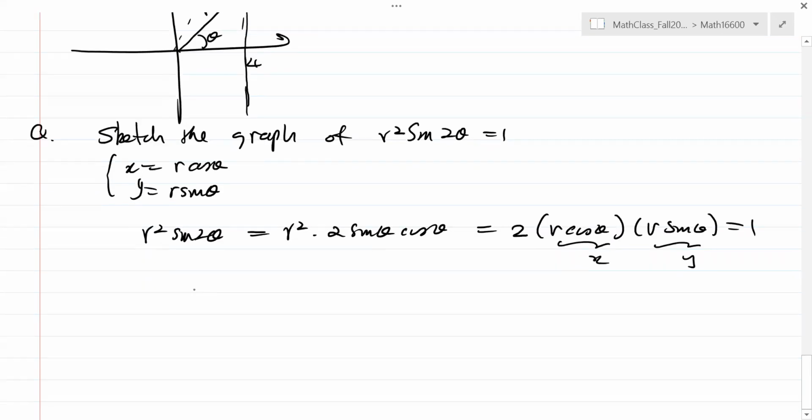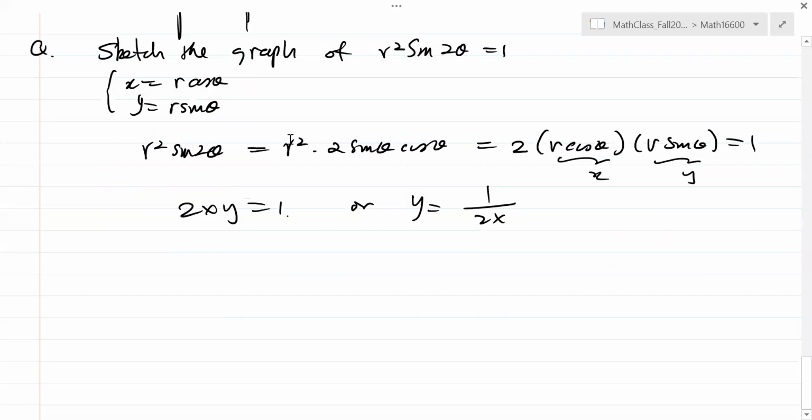So you will get 2xy equals 1, or y equals 1 over 2x. We are familiar with this type of equation. You have two symmetric curves about the origin, in the first quadrant and the third quadrant. So this is the graph.